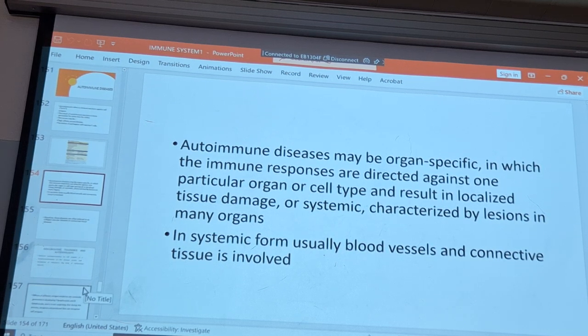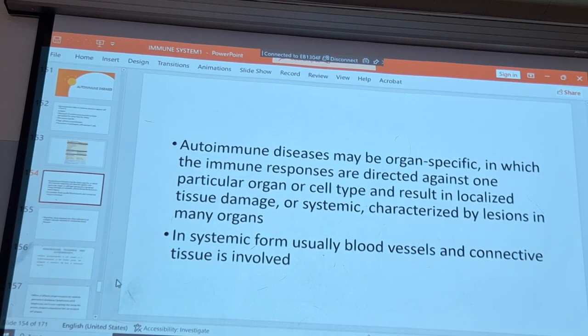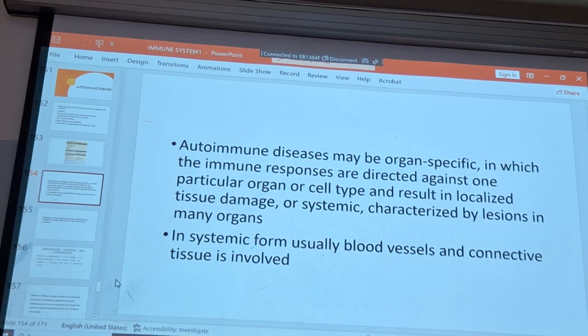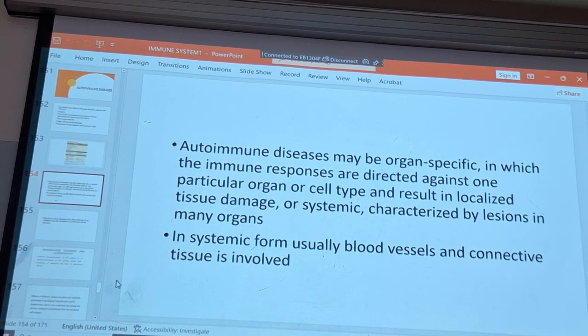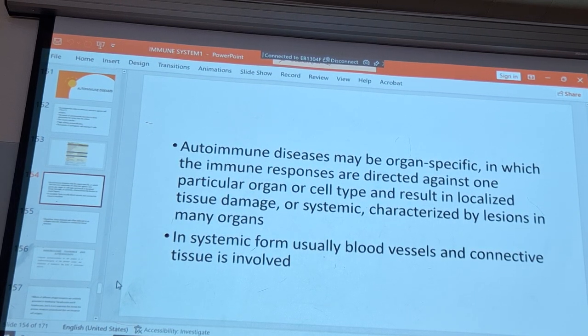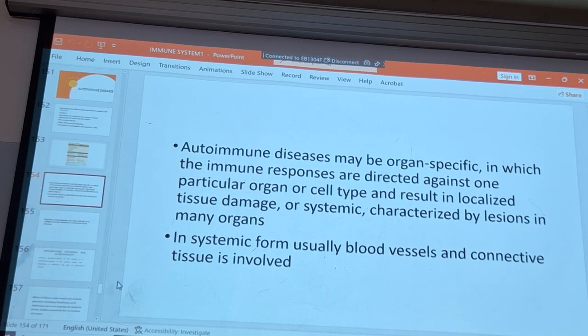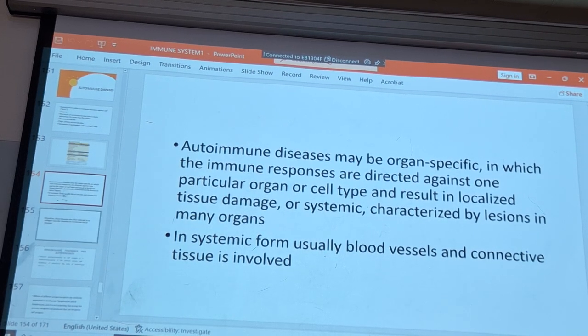Okay, I have only about 50 slides more. It's about basics of immune disease, but more in detail about immune disease. You have some other lessons on Sunday and Monday.